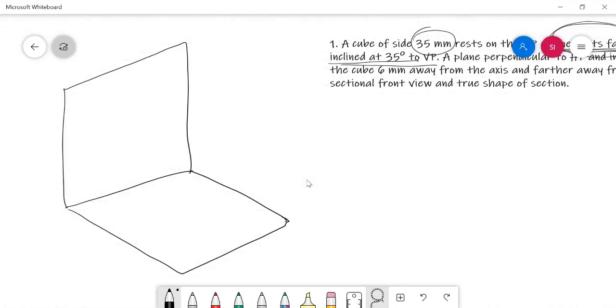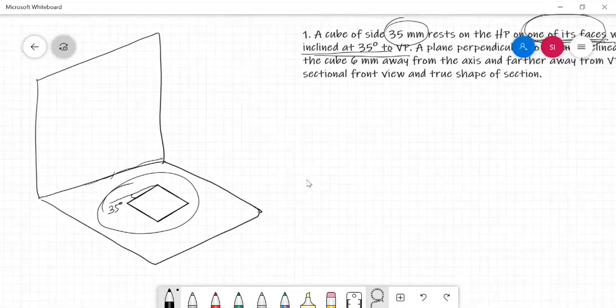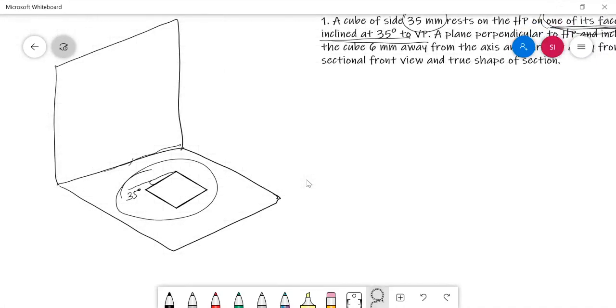By considering these conditions, we can draw the base view of the cube, that is a square, in the top view by maintaining one base edge of the cube at 35 degree inclined to the vertical plane, that is xy. So in this way we have to draw the base view of the solid and then complete the lateral view. Let's draw the solid first. After that, by using the given cutting plane, we can cut the solid.